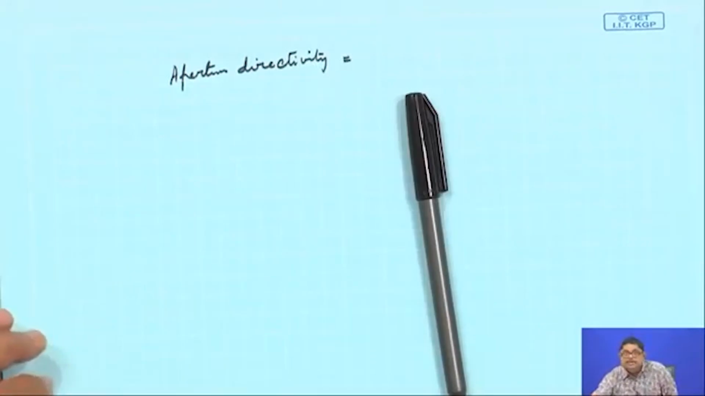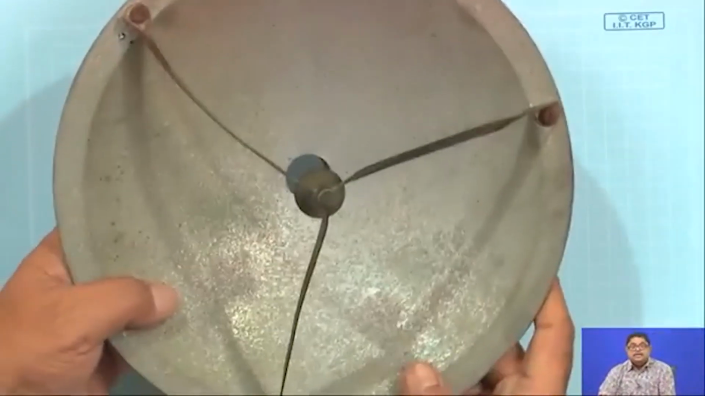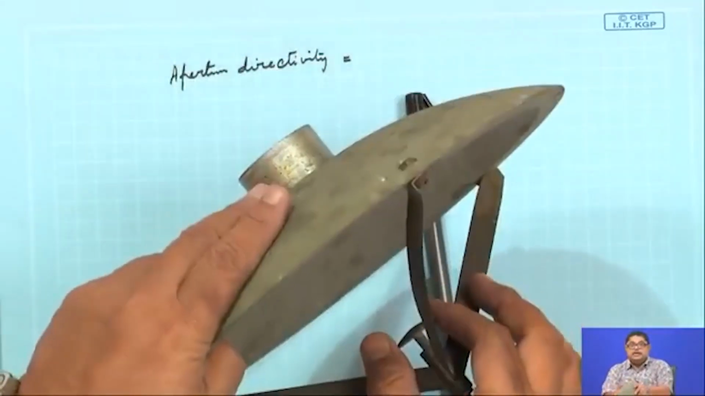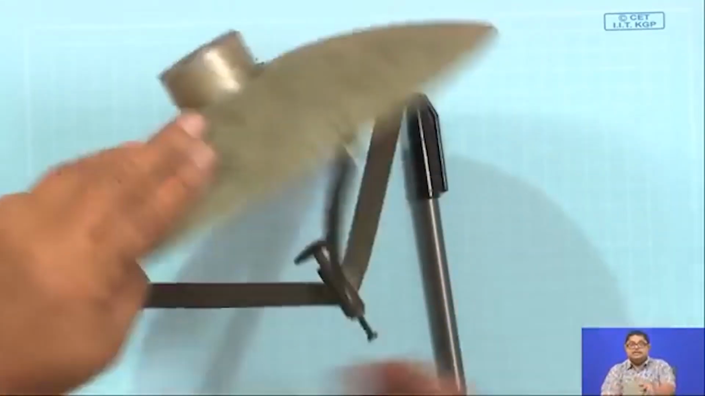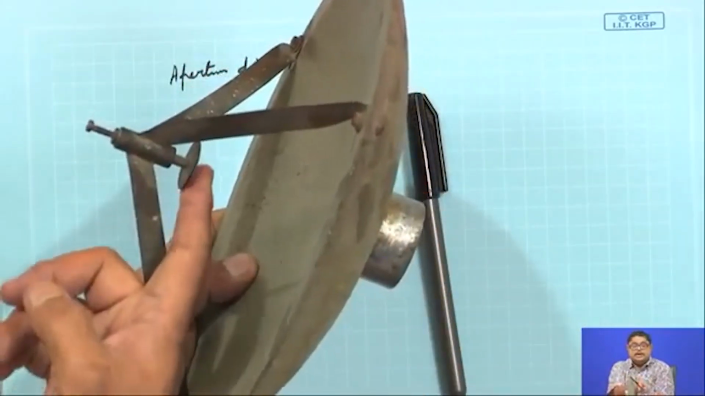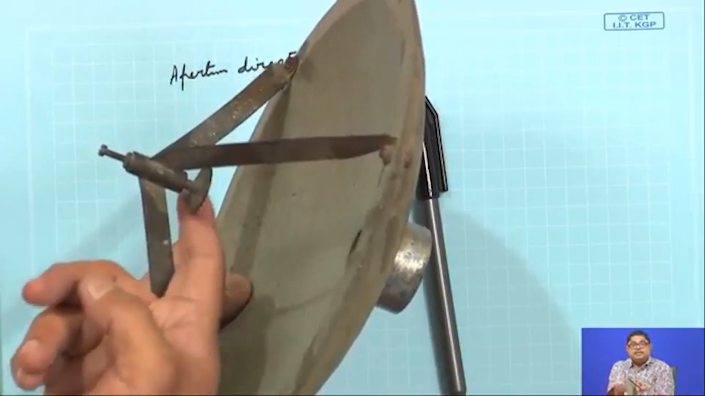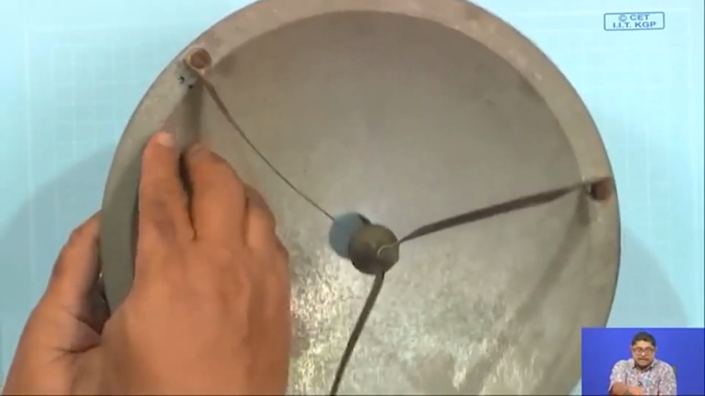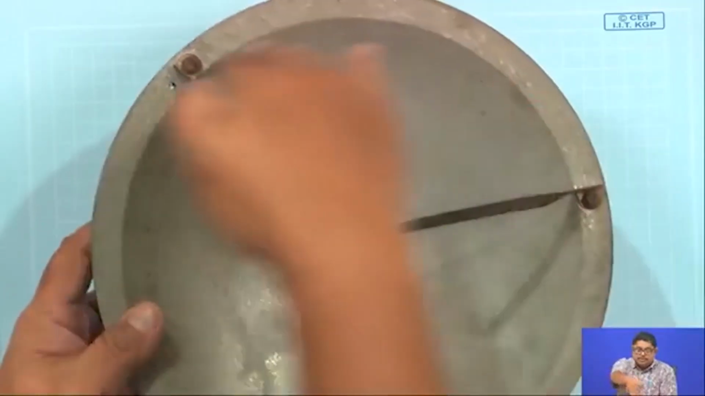Please remember, this is aperture directivity. Here you can see this is actually a paraboloid dish. This is the horn feed. You can see the horn feed here. This is the horn. This is a circular horn instead of a rectangular horn. It is at the focus, and aperture means this circular zone.